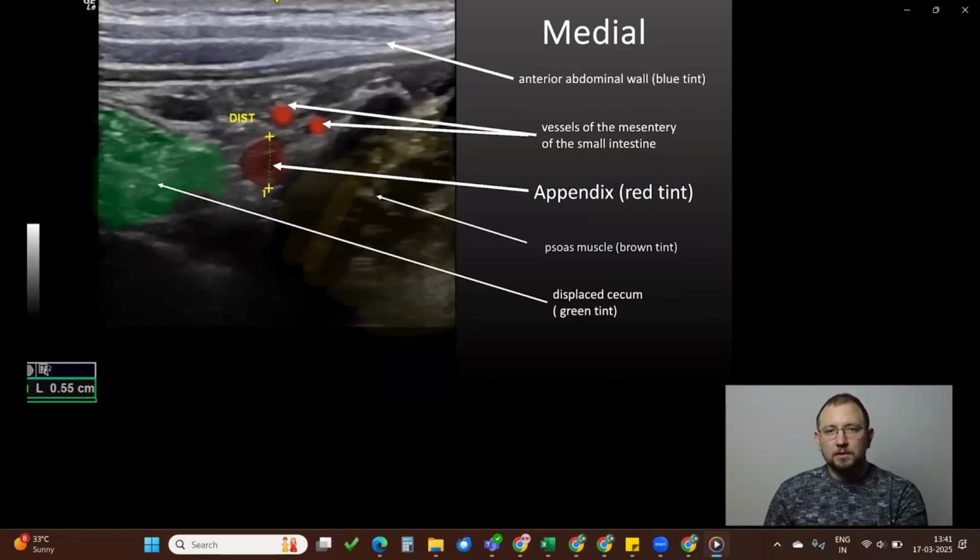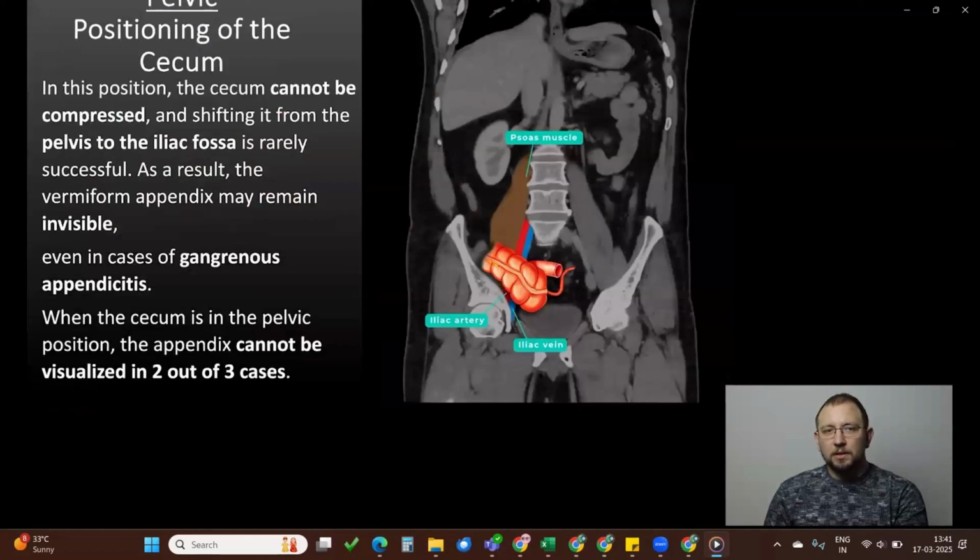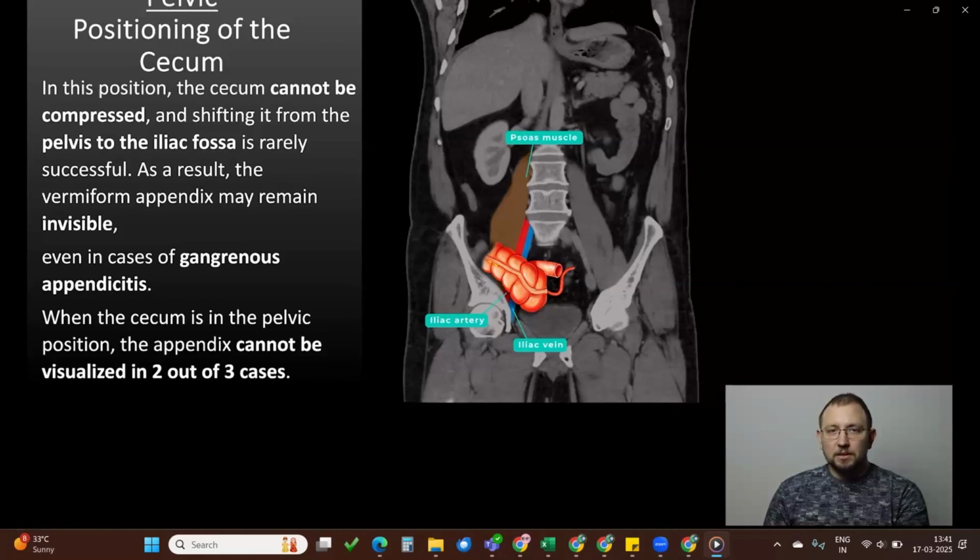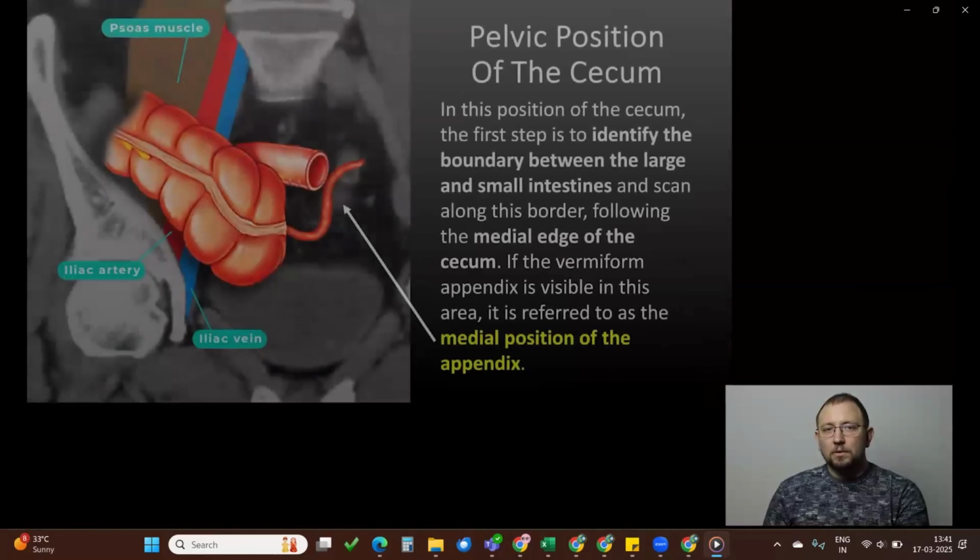The pelvic position of the cecum is a weak point in ultrasound diagnostics of acute appendicitis. In this position, the cecum cannot be compressed, and shifting it from the pelvis to the iliac fossa is rarely successful. As a result, the vermiform appendix may remain invisible in case of gangrenous appendicitis. When the cecum is in the pelvic position, the appendix cannot be visualized in 2 out of 3 cases.